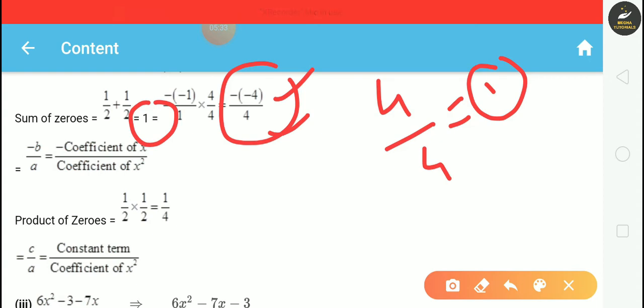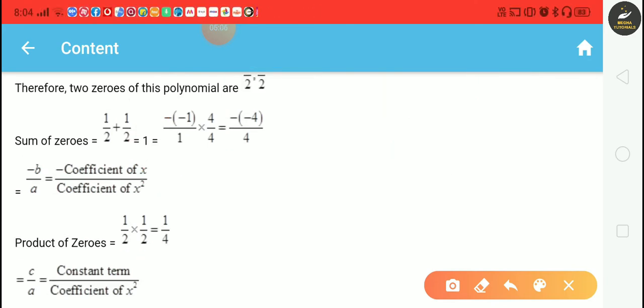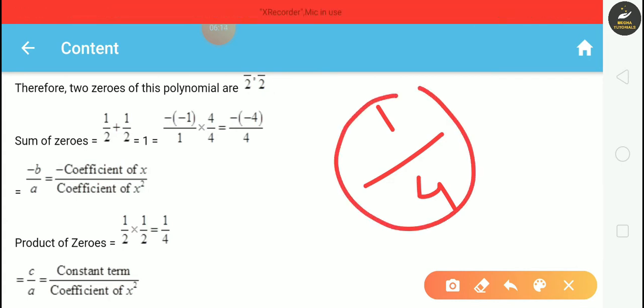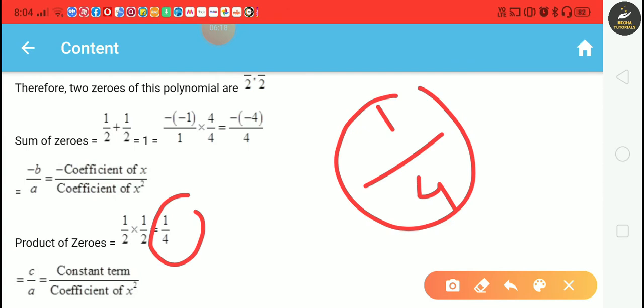Now check for product of zeros. Product of zeros is 1 upon 2 into 1 upon 2, which is equal to 1 upon 4. Now we will check with c upon a. So c is 1 and a is 4. So we will get 1 upon 4 on RHS. Therefore we can say that product of zeros is also verified.